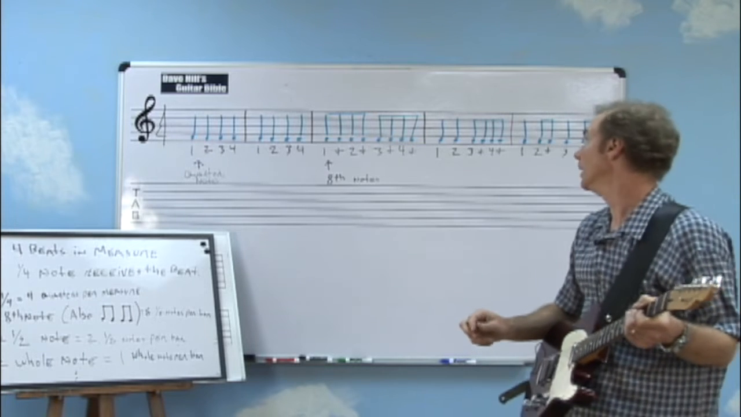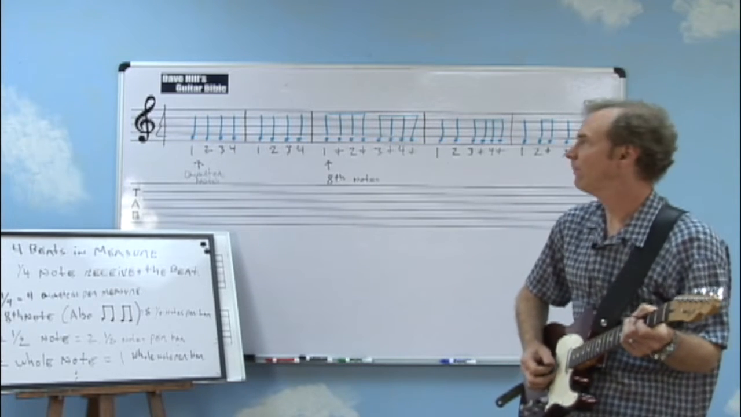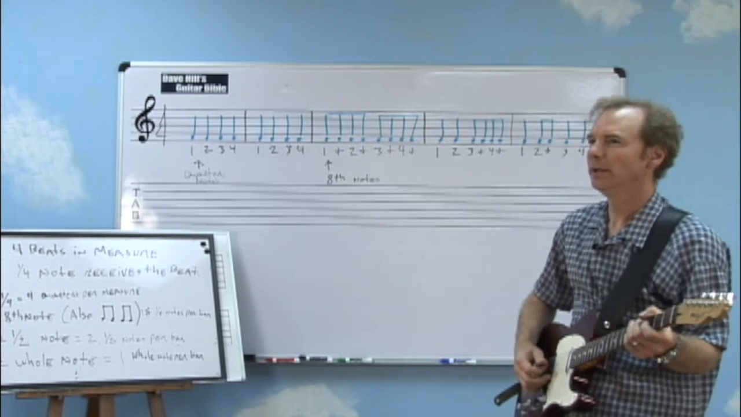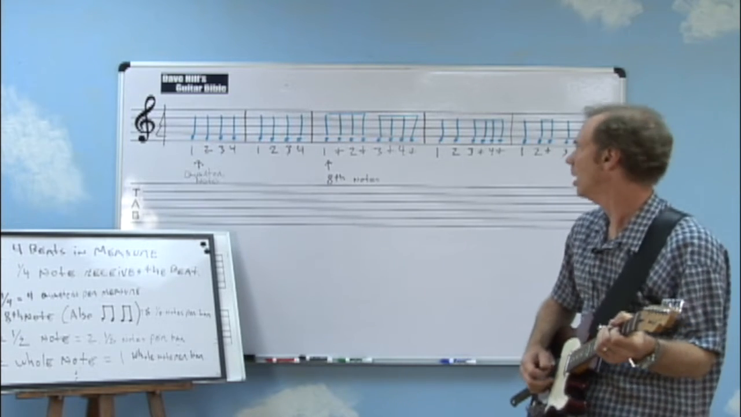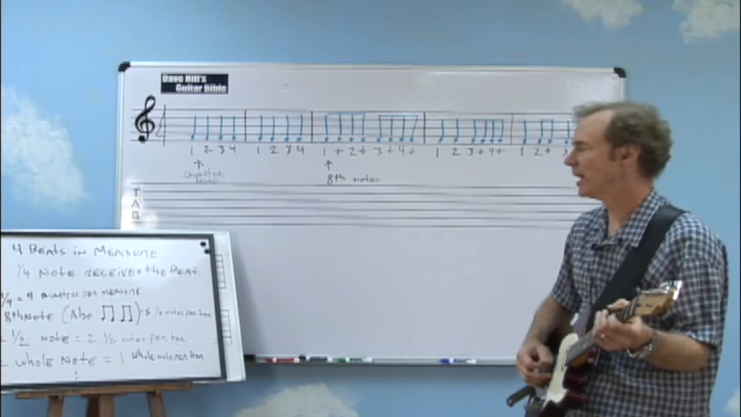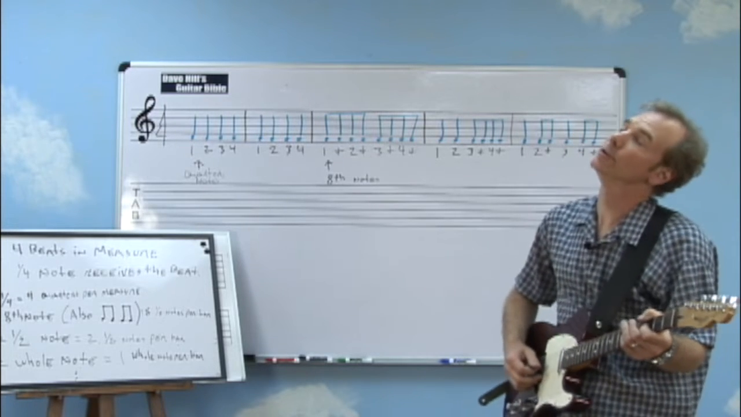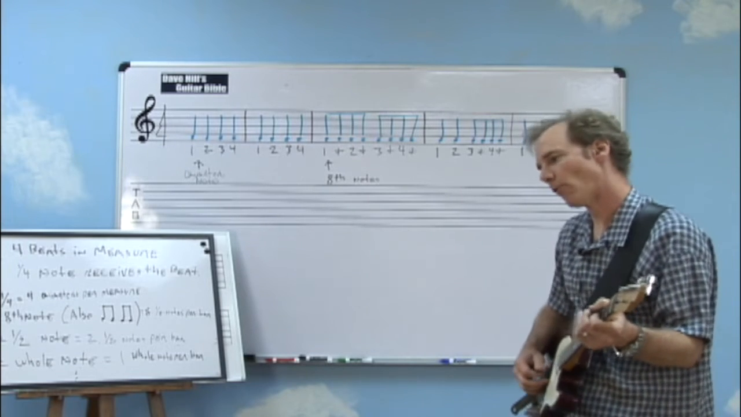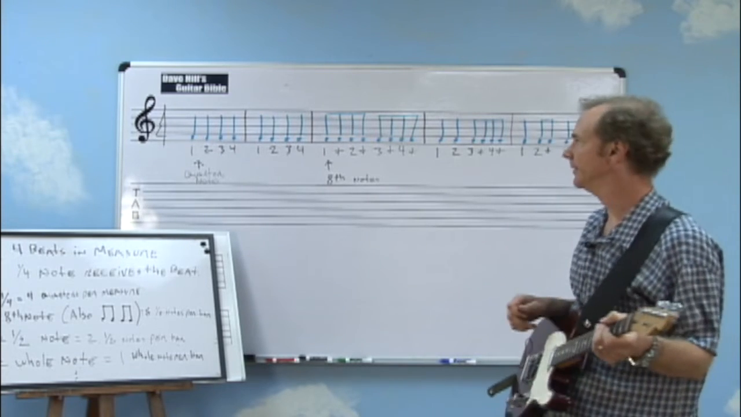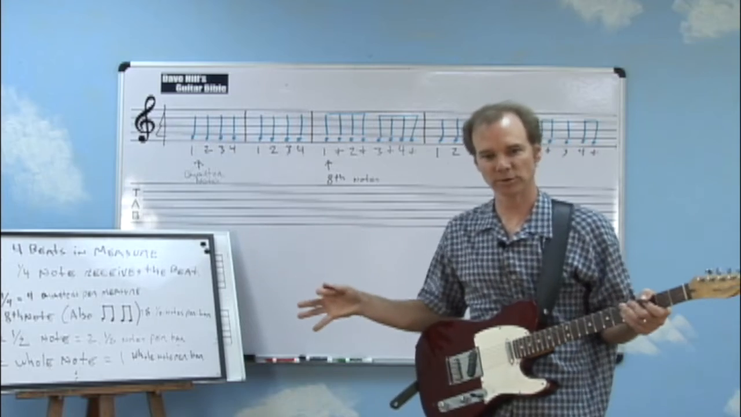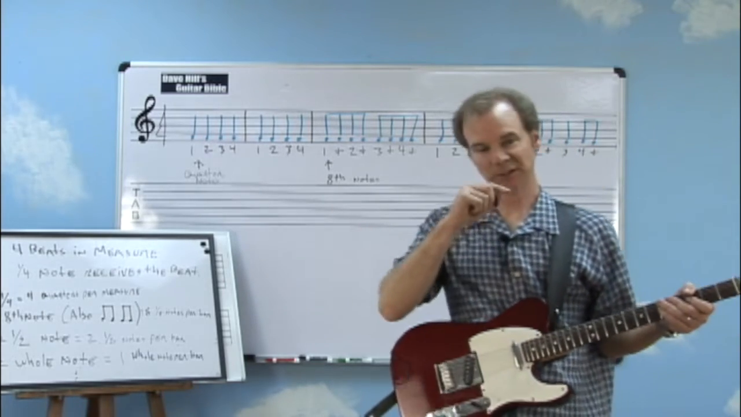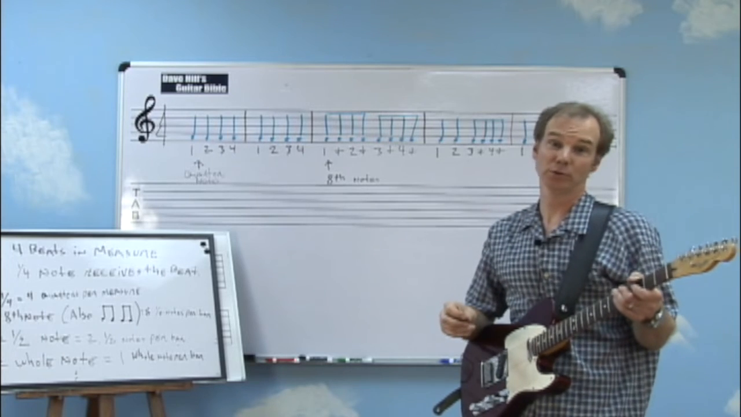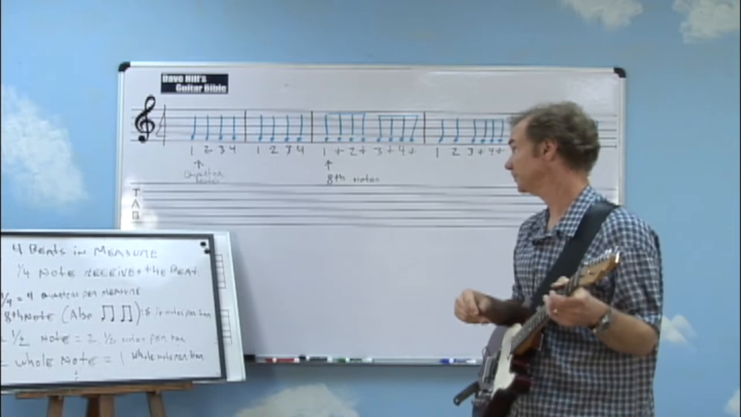Here we go. 1, 2, 3, and 4. 1, 2, 3, 4. 1, 2, 3, 4. 1 and 2 and 3 and 4 and 1, 2, 3 and 4 and 1, 2 and 3, 4 and. So you just read 4 measures of rhythms playing a single note, but that's a big step if you've never read rhythmic notation before, so congratulations.